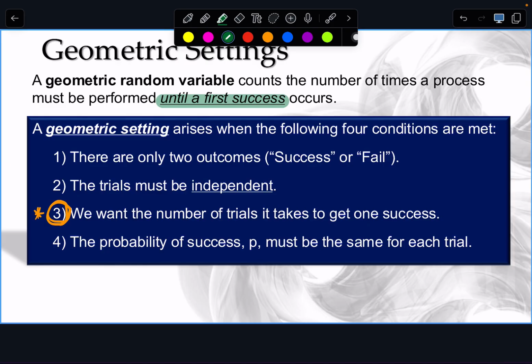In a geometric setting, we're still only going to have two outcomes, a success or a fail. We still need independence. We still need the probability of success to be the same throughout. But as it's highlighted here, the main difference is that third condition. Yesterday it was a fixed number of trials, and we were looking for a specific number of successes. Today, with the geometric setting, we keep doing the random process until we find a success.